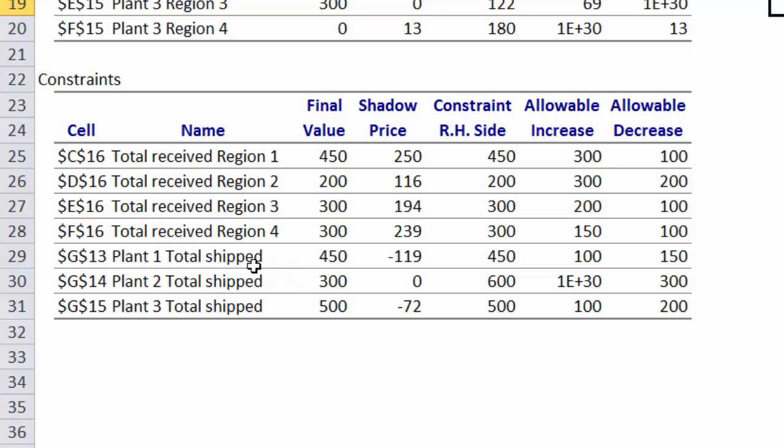And here for plant 1, if the capacity of plant 1 goes up by 1 unit, the shadow price, this being negative, shows us that the total shipping cost will go down by $119. And same for plant 3, if the capacity of plant 3 goes up by 1 unit, the total shipping cost for the entire problem will go down by $72. All of these shadow prices will be valid as long as the right hand side of the constraints change within these allowed increase and allowed decrease limits. So that's our sensitivity analysis report.